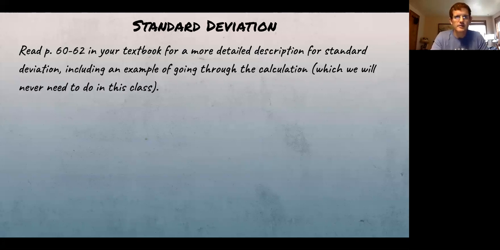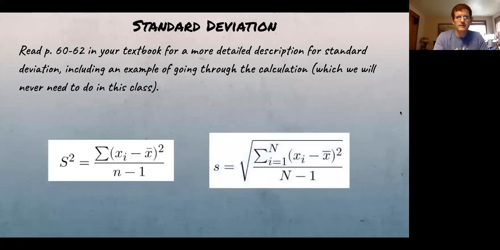The only thing I'm going to talk about with standard deviation is the formula a little bit. S squared is your variance, and that's showing the total variation in the data with all the data points. Pages 60 to 62 in the textbook give more details on how to do this calculation by hand. We're never going to do it by hand, so I'm not going to take the time to do that now.